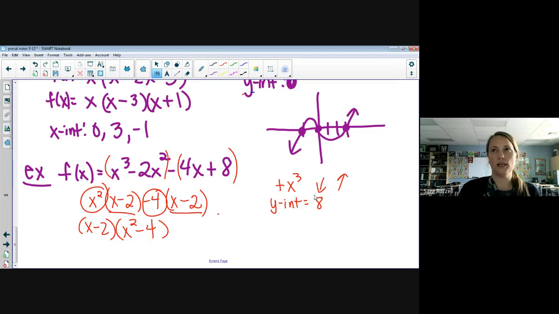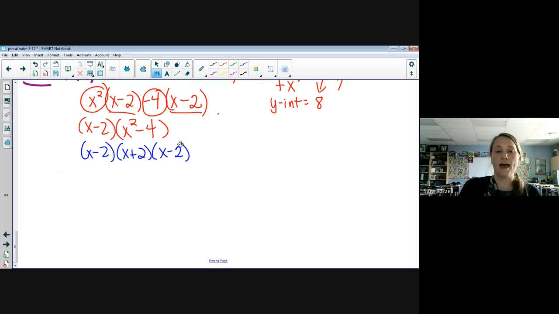Is this completely factored yet? No. The x minus 2, that's fine. There's nothing else we can do with that. X squared minus 4, how does that factor? So I see a plus and minus sign. Yep, x plus 2 and also x minus 2. Now we're all the way good. We're ready to find our zeros.